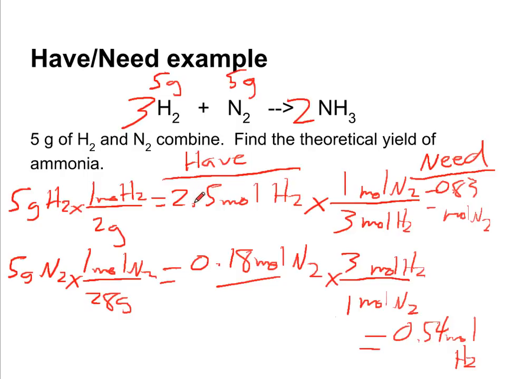Once we've identified the limiting reactant, we're going to take this value, the 0.18 moles of N2, and convert it to whatever we need. In this case, the theoretical yield of ammonia, NH3. So let me clear this off and then we'll do that.